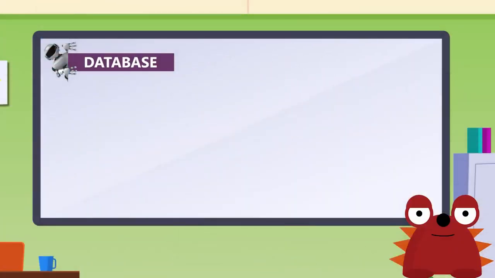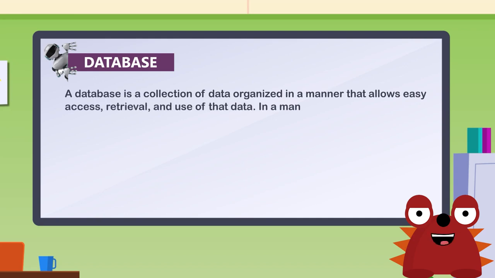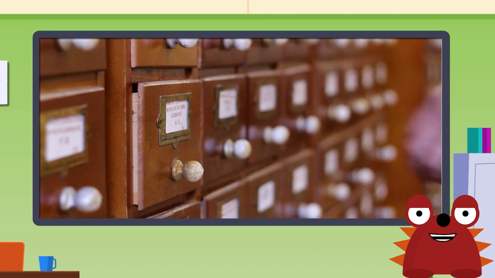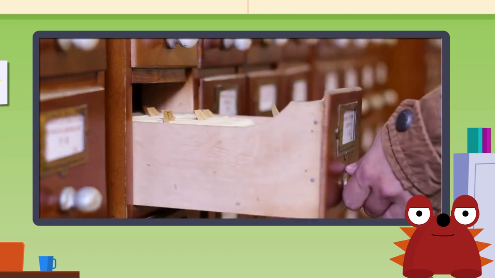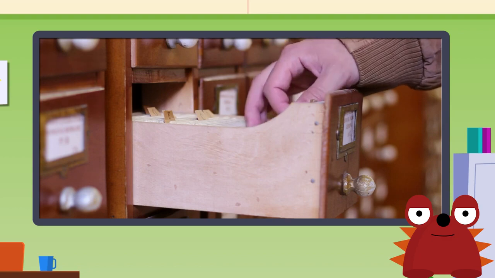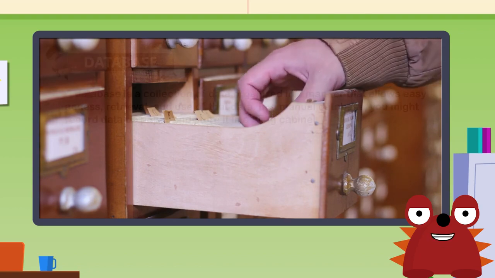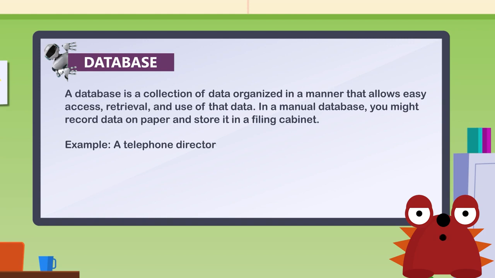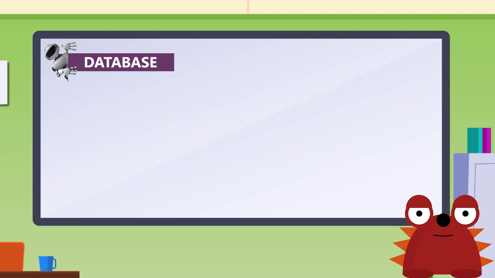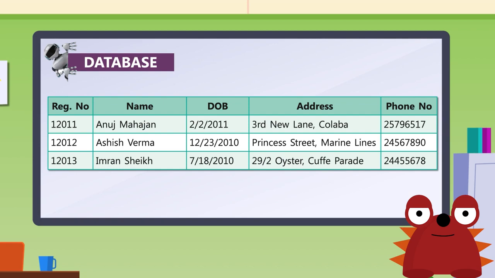Moving on to what a database is. It is a collection of data organized in a manner that allows easy access, retrieval and use of that data. In a manual database, you might record data on paper and store it in a filing cabinet. Examples would be a telephone directory or a normal dictionary, list of employees in a company and books in a library. This is what a database looks like.